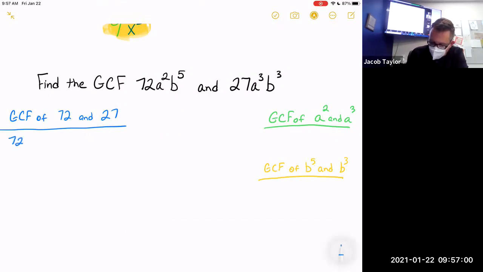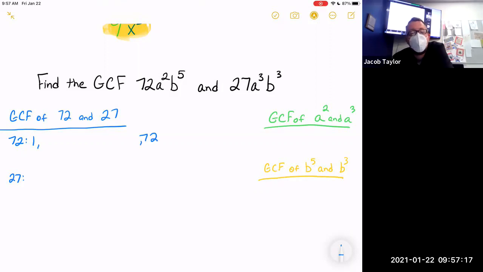So let's do GCF of 72 and also 27. So we're just going to write out all the multiples. So 72 would be, 1 times 72 is the easiest one. So 1 and 72 are going to be multiples. And 72 is an even number, so 2 will also work. 2 and 36, 2 times 36 is 72. 3 also works. 72 can be divided by 3. 3 and 24.